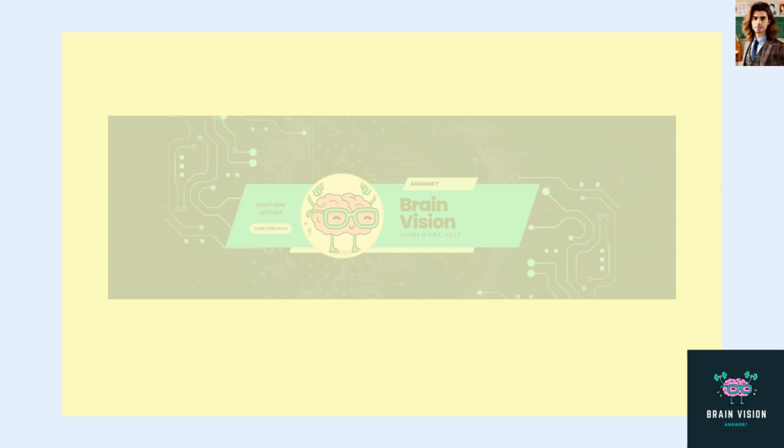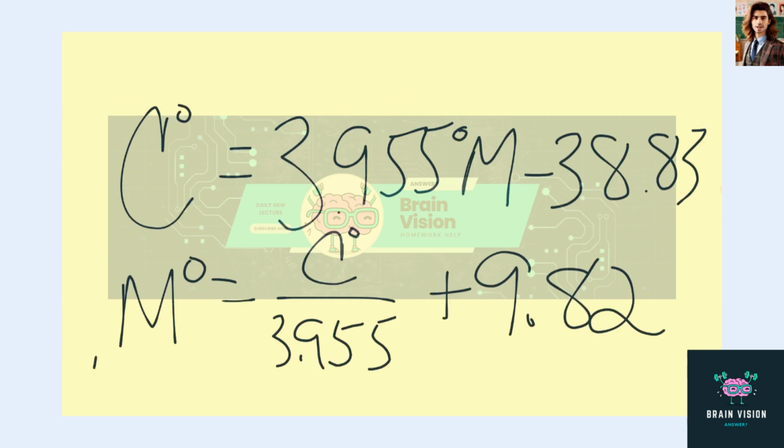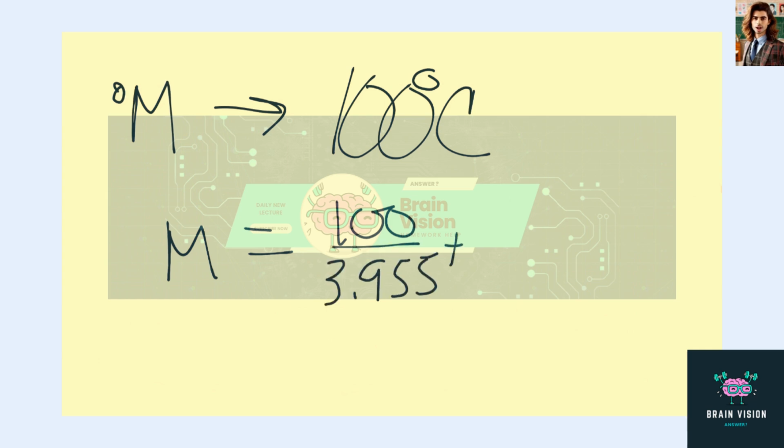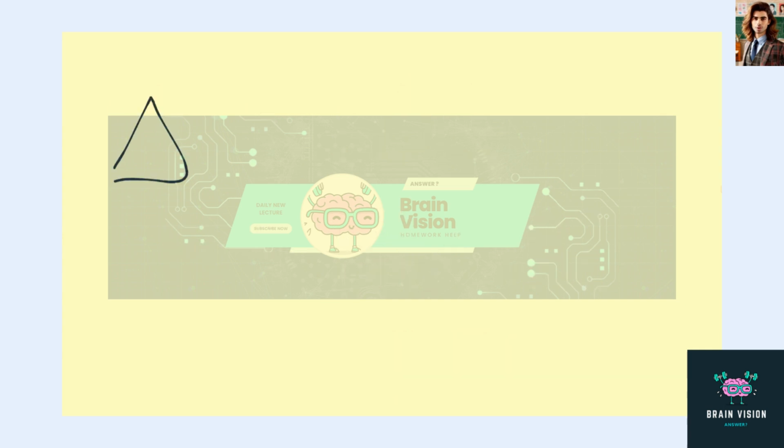First, I want to know what temperature in degrees mercury corresponds to the boiling point of water, 100 degrees Celsius. So I'll use this equation here. I have M equals 100 divided by 3.955 plus 9.82. That gives me a value of 35.1 degrees M.